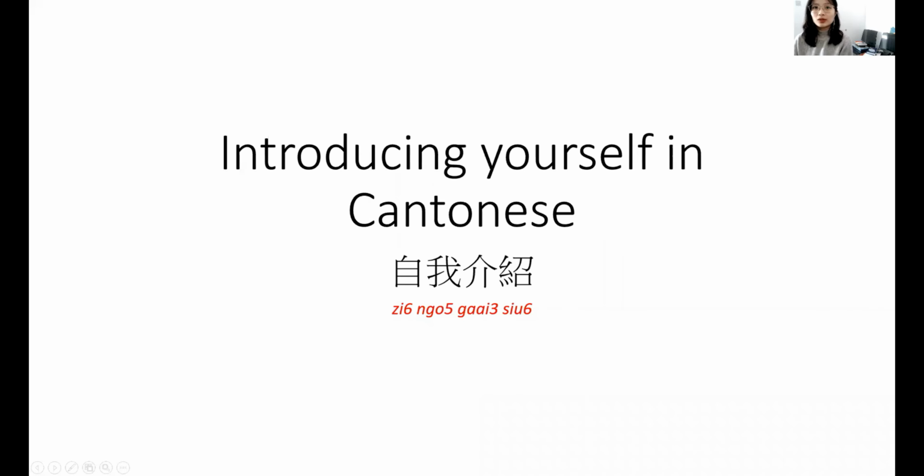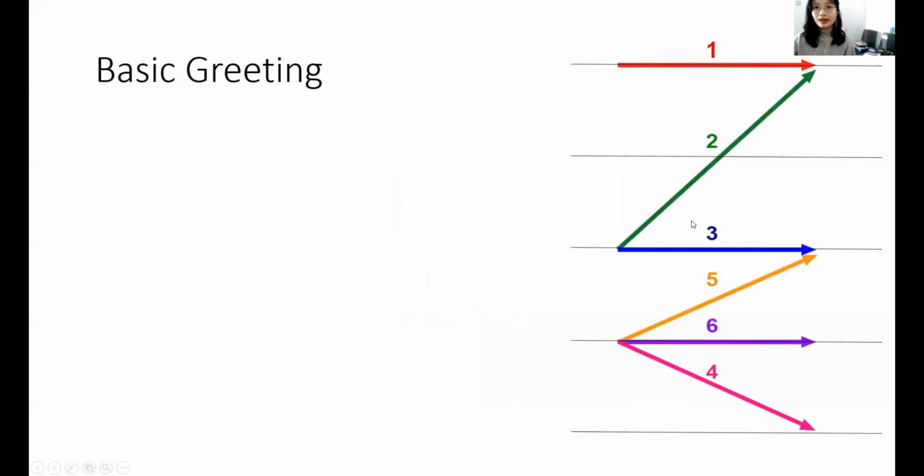So here I will talk to you about introducing yourself in Cantonese. The word self-introduction in Cantonese is 自我介紹. 自 means self, 我 is I, 介紹 is to introduce. Okay, so here's the chart for your reference.